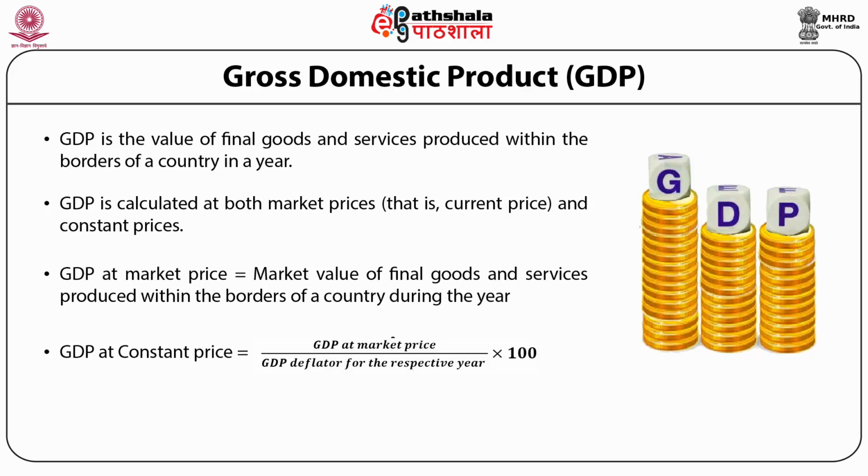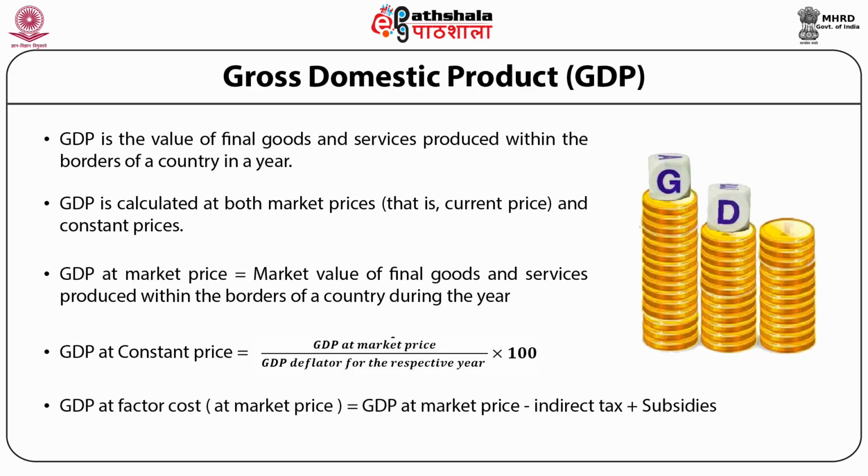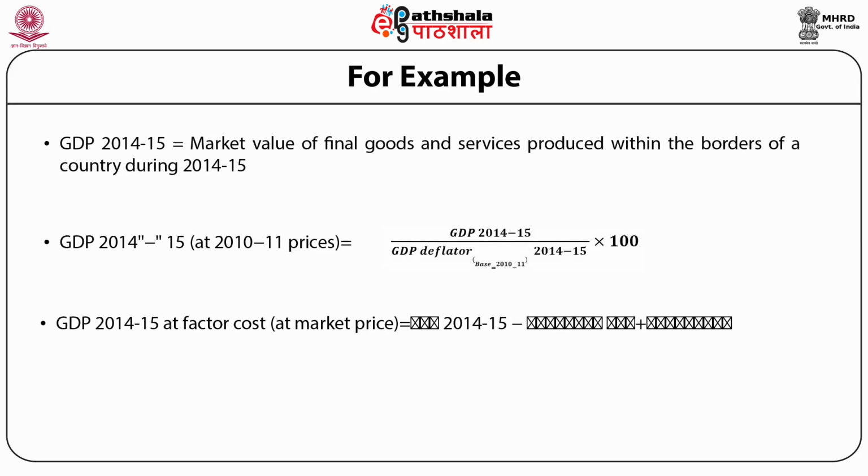If GDP is calculated after deducting indirect tax and adding subsidies from GDP at market price, then it is called GDP at factor cost. GDP at factor cost, as the name suggests, is equal to the sum of payments to factors of production, that is, wage, interest, rent, profit, and depreciation. Using implicit price deflator, GDP at factor cost can also be converted into GDP at factor cost at constant price. The following identities show the formula for calculating GDP at market price, at constant price, and at factor cost.